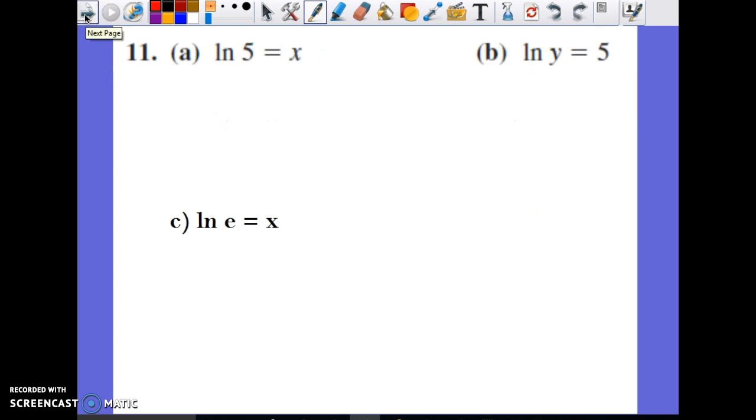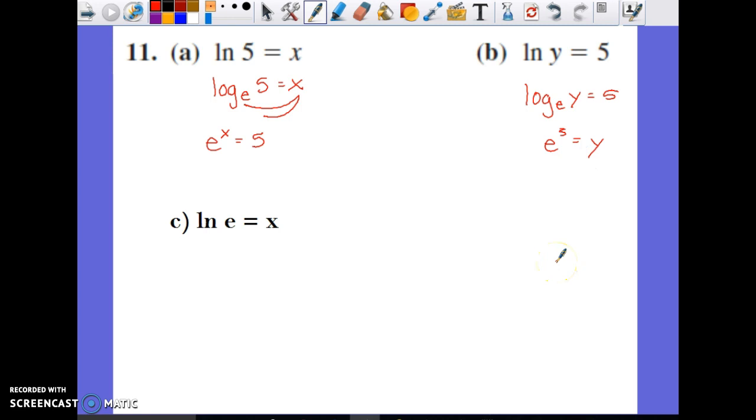What I like to do, because I'm a very visual person, but you don't have to do it this way, is rewrite ln as log with a base e, because that's exactly what it is. This way, the little blah to the blah equals blah trick still holds true. And I can rewrite this as e to the x equals 5. So e to the x equals 5. ln base e of y equals 5. e to the 5 equals y.